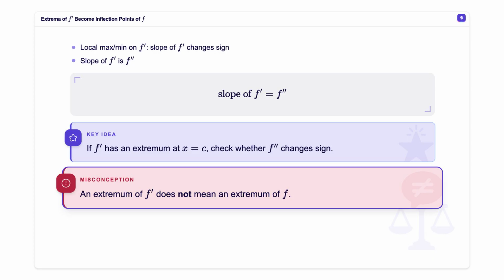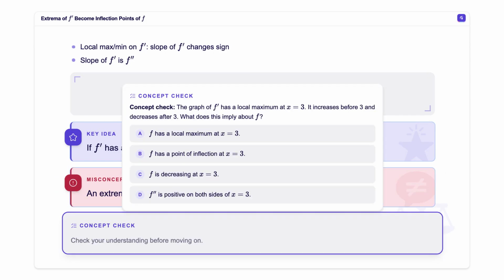Local maxima and minima of f depend on whether f prime changes sign, not whether f prime itself has a high or low point. Try this concept check. The graph of f prime has a local maximum at x equals 3. It increases before 3 and decreases after 3. What does this imply about f?